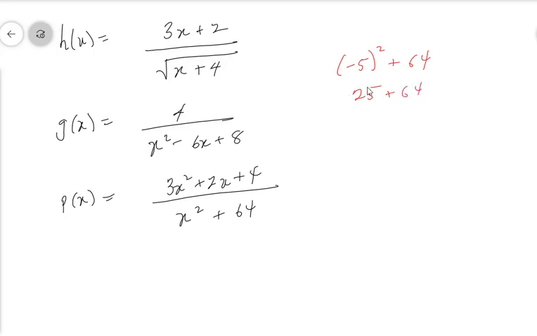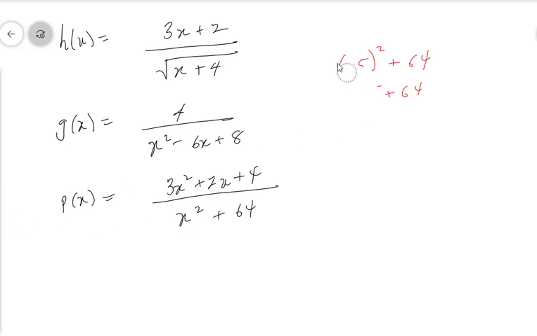So far as I'm going to get a positive number when I square this, a positive plus a positive will never be equal to 0. So I can say intuitively that there is no possible value of x in the real number system that is going to make this function undefined. Therefore the domain becomes the set of all real numbers.